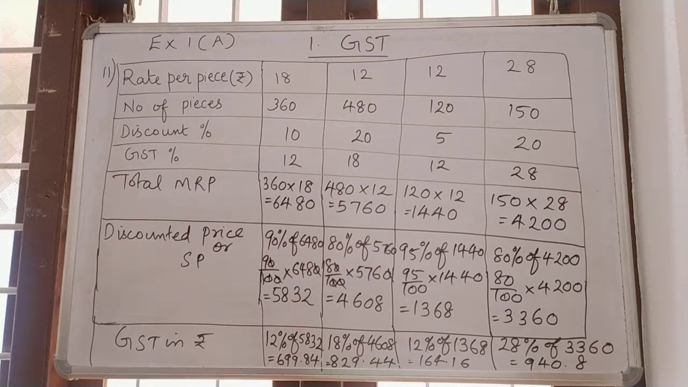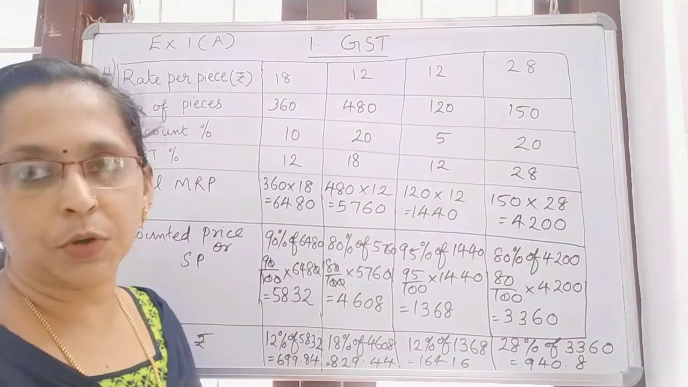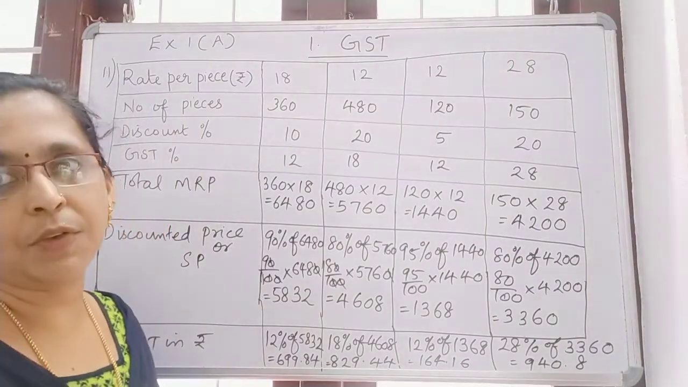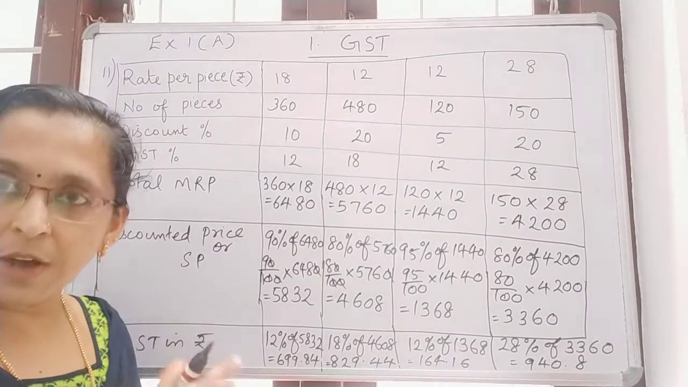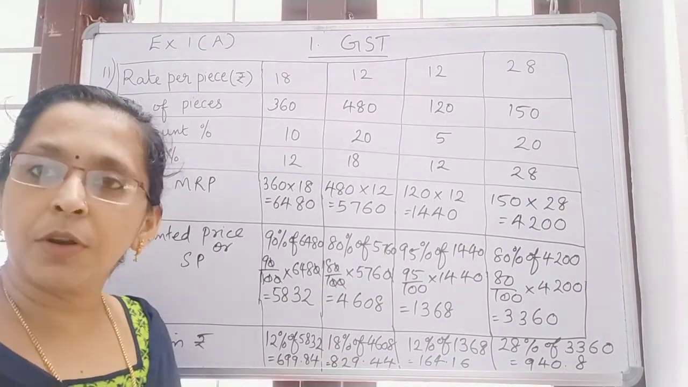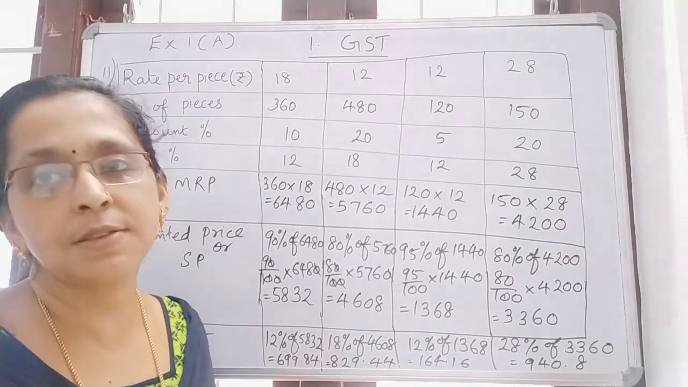940.8. So we got GST in rupees. So what is our question? We have to find the amount on the bill. For that, we have the discounted price. So total discounted price we want to find out. Then we have the GST also. Total GST we have to find out. So after that only we can find which one? Amount on the bill. Amount on bill is what? Total discounted price plus the total GST.